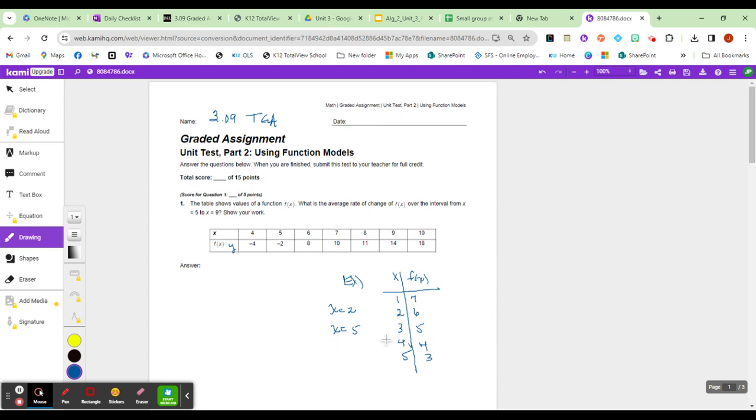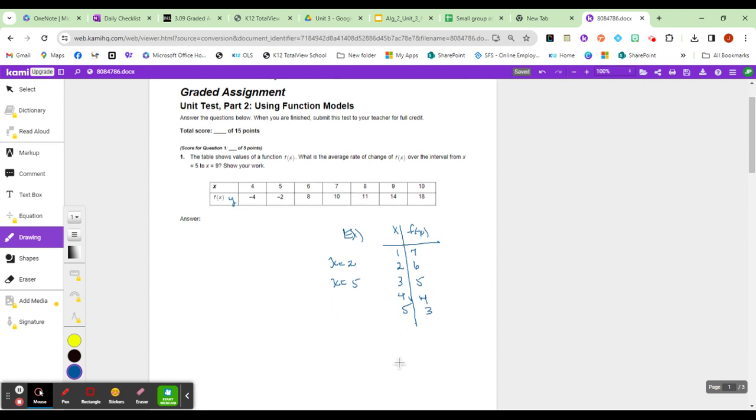So using this table as an example for number 1, I would first start with finding my 2 ordered pairs. I know my x's. One x is 2 and the other x is 5. So I would go to my chart. Here's where x is 2, and here's where y would match up with that 2. And so I have the ordered pair 2, 6. Here's the ordered pair where x is 5, and it's going to match up with the 3. So I would have the ordered pair 5, 3.